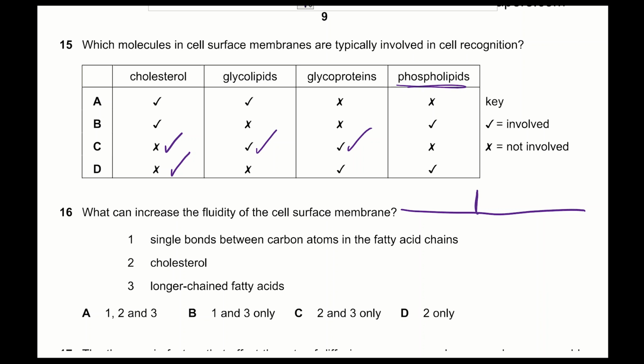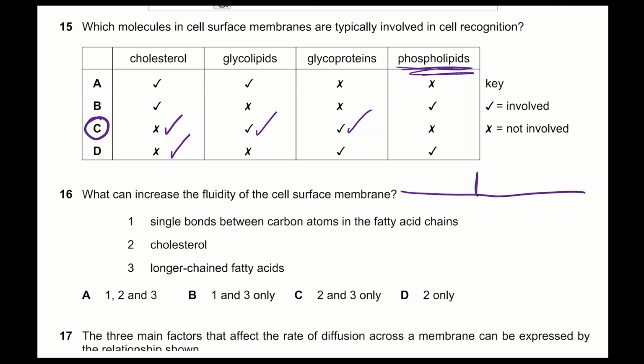Now, for phospholipids, the function of phospholipids is to form the cell surface membrane or the lipid bilayer, and to prevent the entry of hydrophilic substances. Therefore, the answer is going to be C.